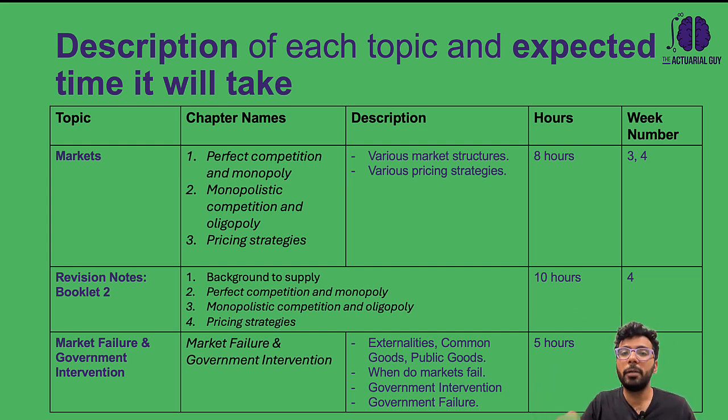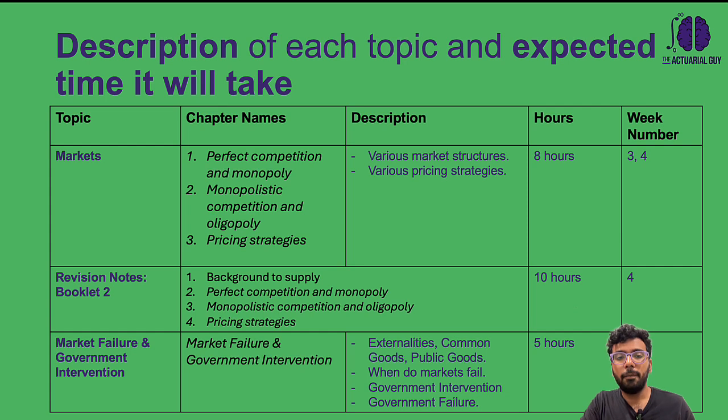That is, why does the government need to come in and say, look, what is happening in the market is not all right, I am going to fix this? What are the tools that are available to the government, and why does government intervention itself sometimes cause a failure in the economy? So we talk about government failure and how markets can fix it. This would take you about 5 hours to do.